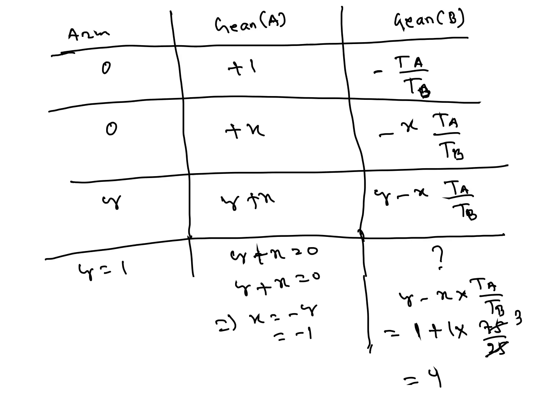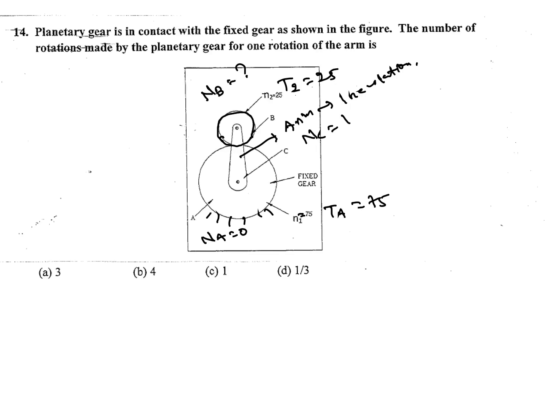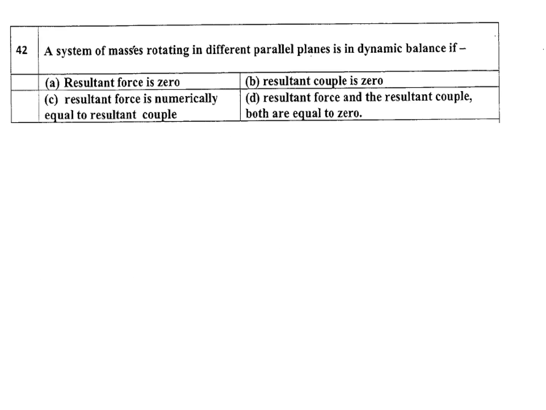So our answer is NB equal to 4 rotations. From options, B is our answer. A system of masses rotating in different parallel planes is in dynamic balance if, this one already discussed in mechanics. You can check in that video, mechanics video. The answer is resultant force and resultant couple both are equal to 0.